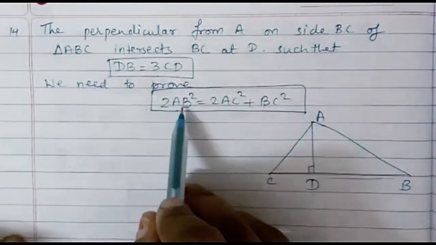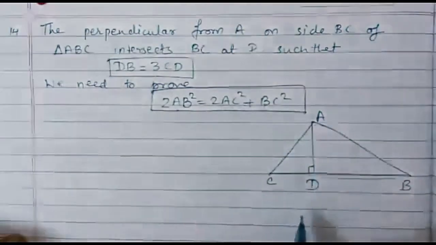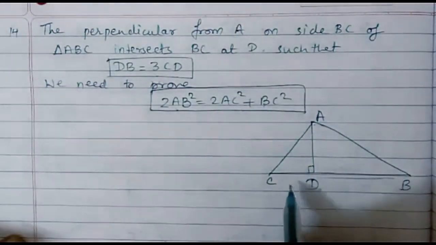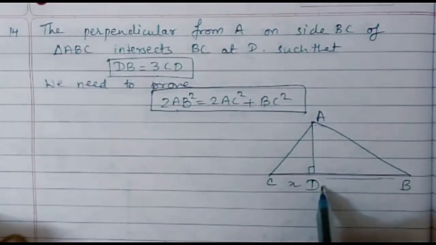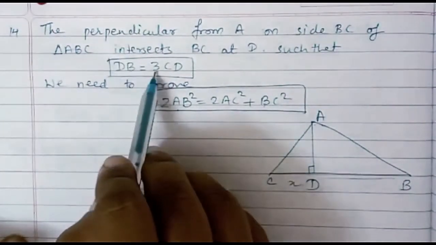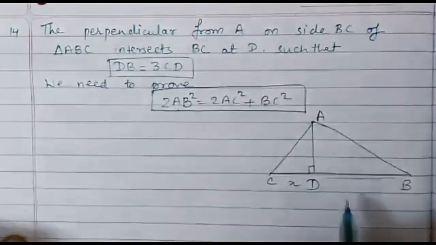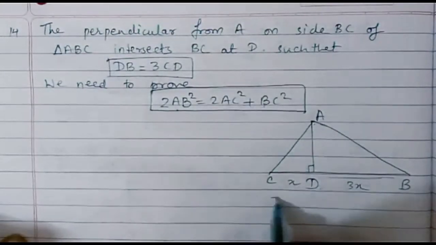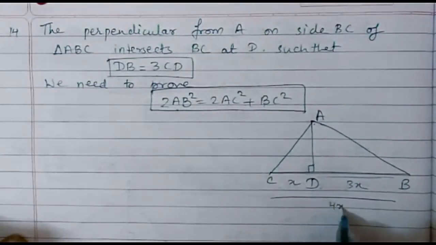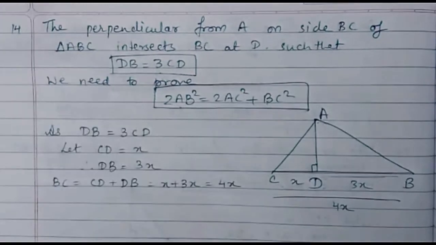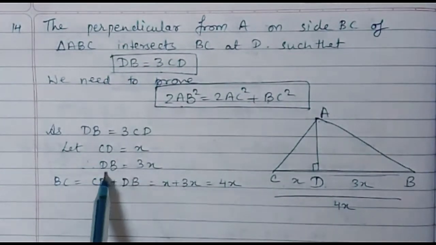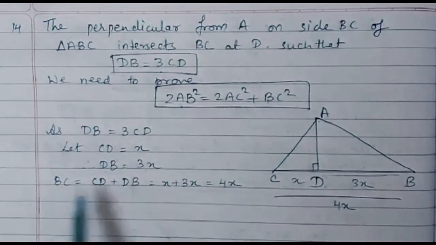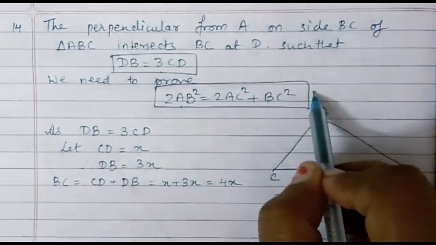So before going further, what we need to prove, let us have this relation only. Suppose we are taking CD is X, so BD is equal to 3 times CD, so it will become 3X. And in whole, this BC will become 4X. So let us write that much. So just remember this result. CD is taken to be X. So DB will be 3X and BC will be 4X. Now let us come to the main target.